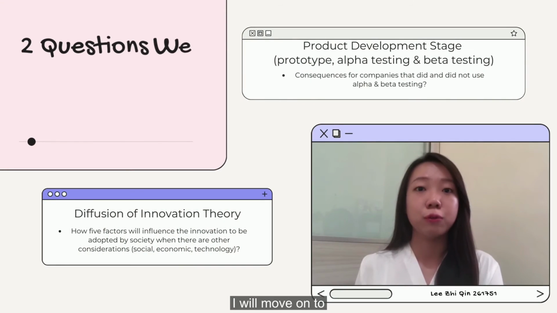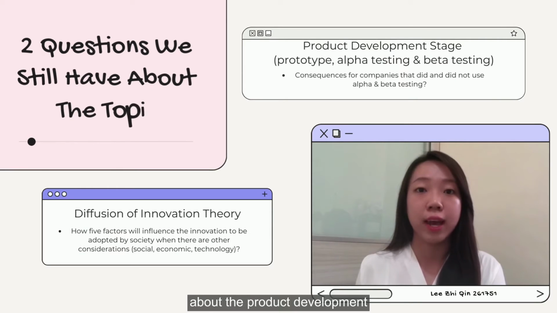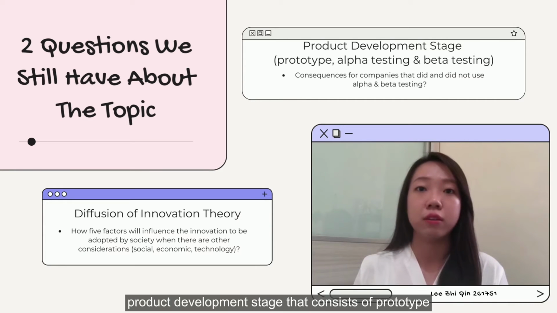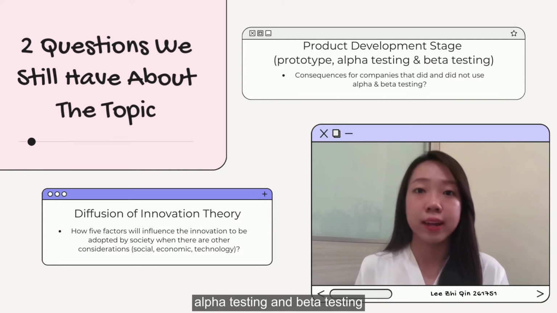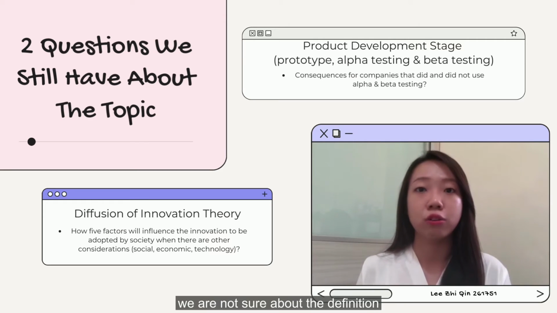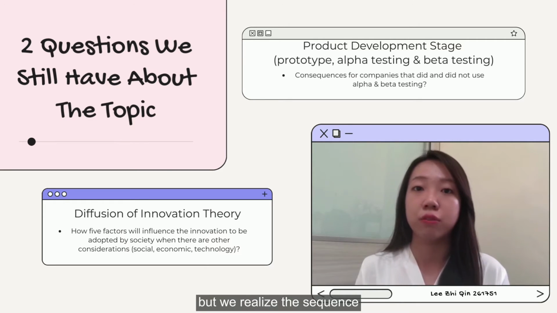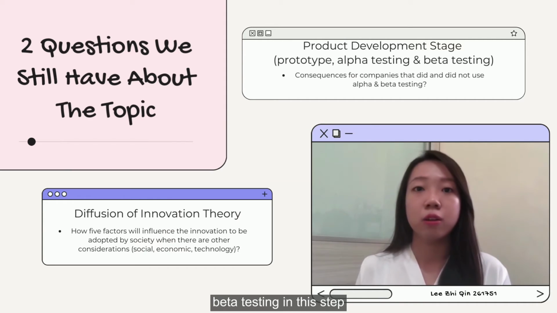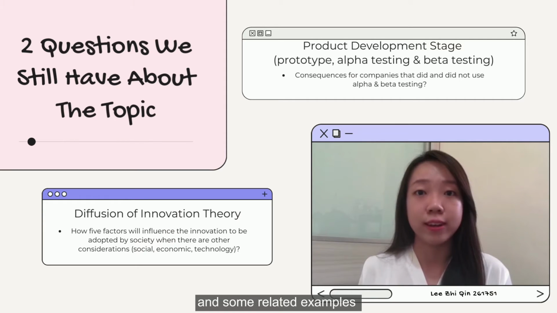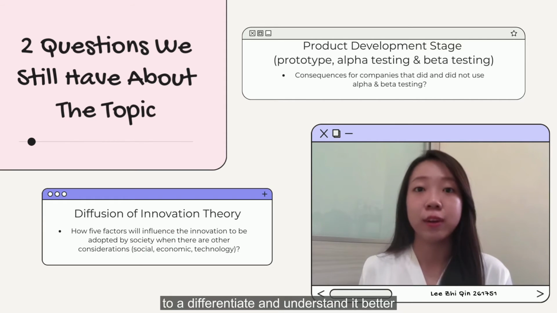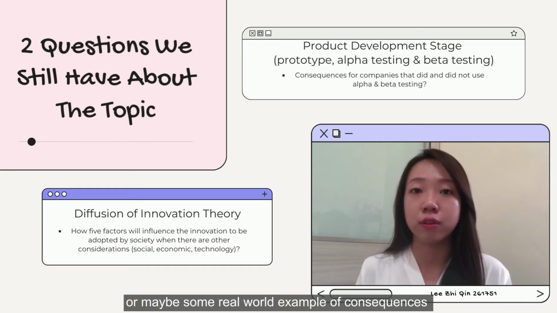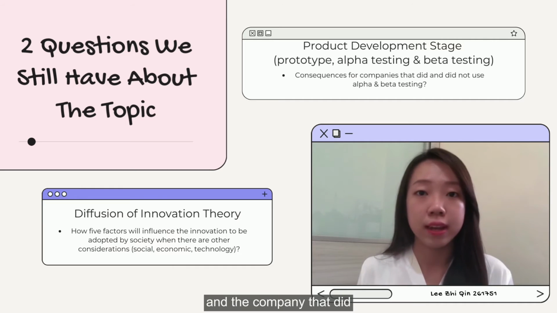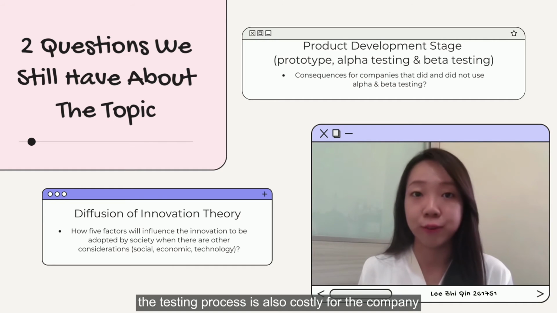I'm Lisa Ching. I will move on to 2 things that we still have questions about in the product development and management topic. Firstly, we are still uncertain about the third step, which is the product development stage that consists of prototype, alpha testing, and beta testing. After discussing with members, we are not sure about the definitions, but we realized the sequence of the product development is from a prototype to alpha and lastly beta testing in this step. So perhaps we need more comparison and some related examples to differentiate and understand it better. Or maybe some real-world examples of the consequences for a company that did not go through the alpha and beta testing and a company that did, since the testing process is also costly for the company.